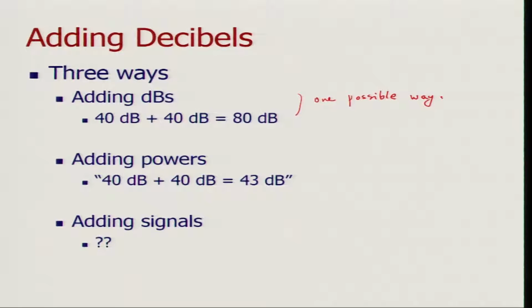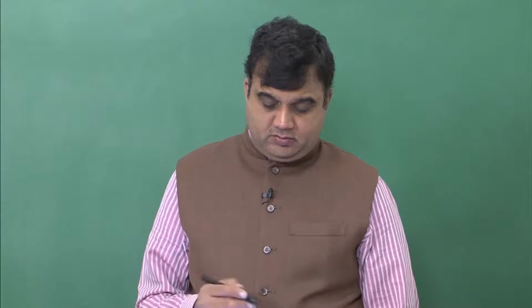The second possible way is that you add up powers. We will see the details of this, but if you add up the power associated with each source, it comes out as 43 decibels. The third possible way is that you add up the amplitude of the signal. You add up the RMS values of the pressure, and then from that you compute the total power level.